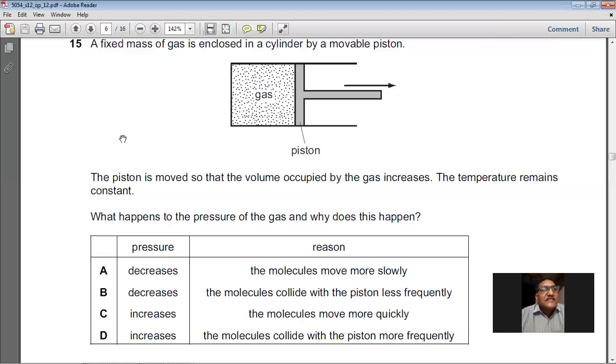Yes, sir. This is the right choice. Question number 15, B is the right choice. The rest of the options are wrong. The pressure will decrease, that's right. The molecules move more slowly? No, the molecules do not move more slowly because the temperature is constant. If the temperature is constant, their kinetic energy does not change, so their speed has not changed. The frequency of collision with the walls has dropped. That's the reason. So B is the choice.